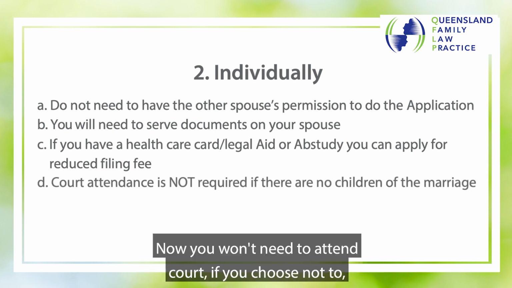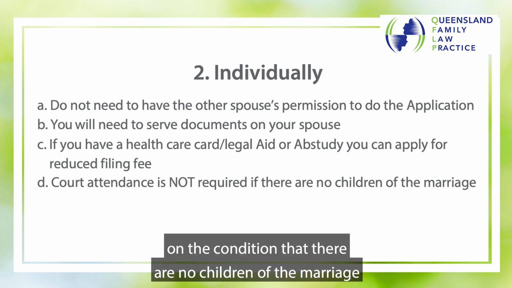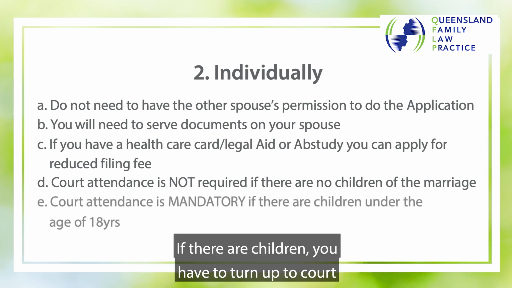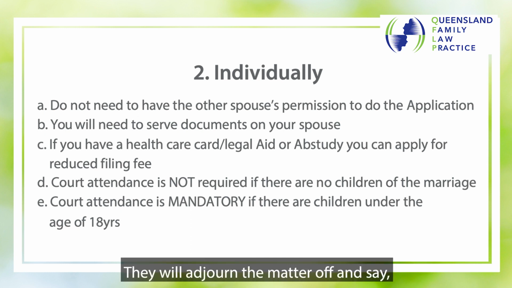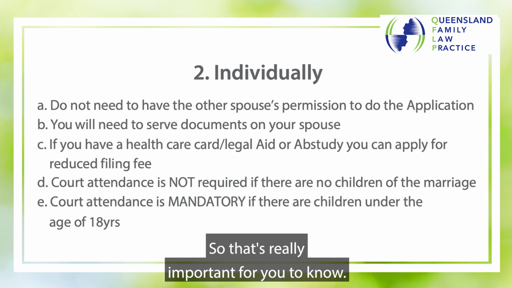Now, you won't need to attend court if you choose not to, if you have filed individually, on the condition that there are no children of the marriage who are under the age of 18 years. If there are children, you have to turn up to court if you're filing on your own. That's absolutely mandatory. The court will adjourn a matter and say, you've got to turn up again, and they'll give you another date. If you don't turn up, they can actually just dismiss your entire application. So that's really important for you to know.